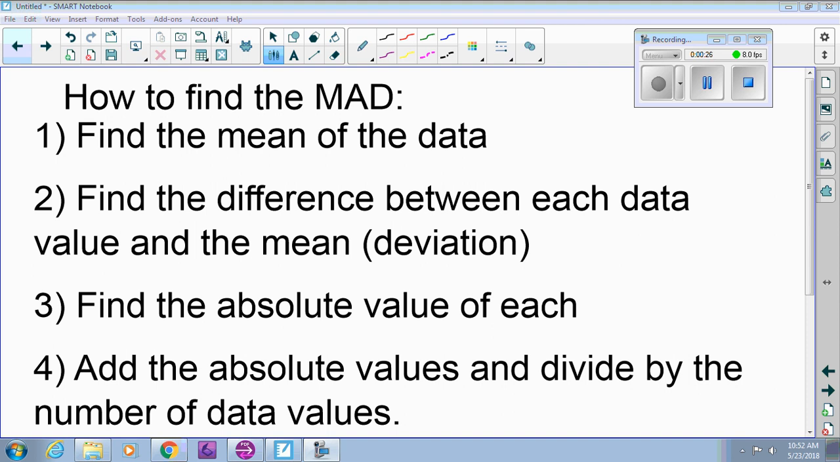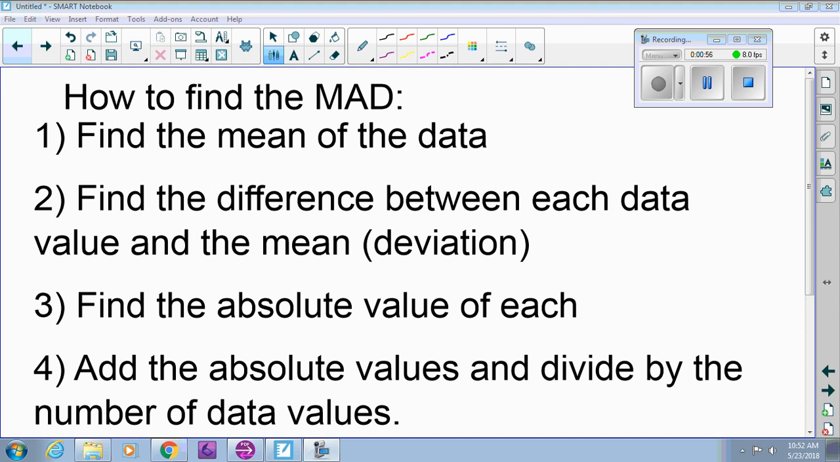First of all, you have to know the mean of the data set that you are dealing with. Then your second step is to find the difference between each data value and the mean. Find the deviation, they call it, and that's where you just subtract. If you have data values that are below the average, obviously you're going to have some negative numbers there, so we're going to turn any of those negatives into positives. By number 3, we're going to find the absolute value of each.